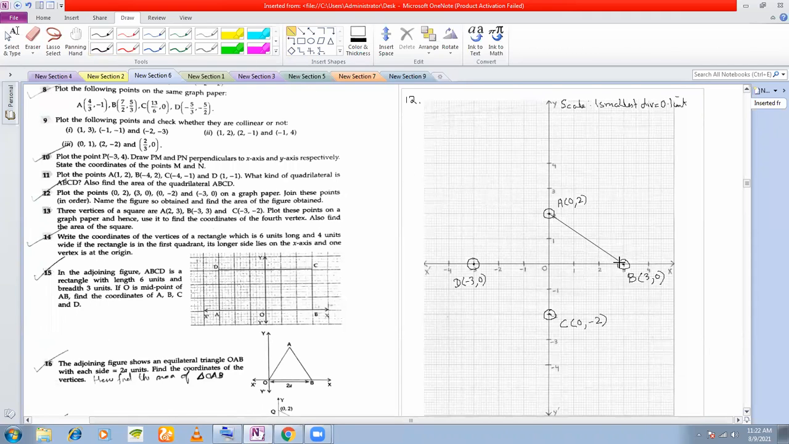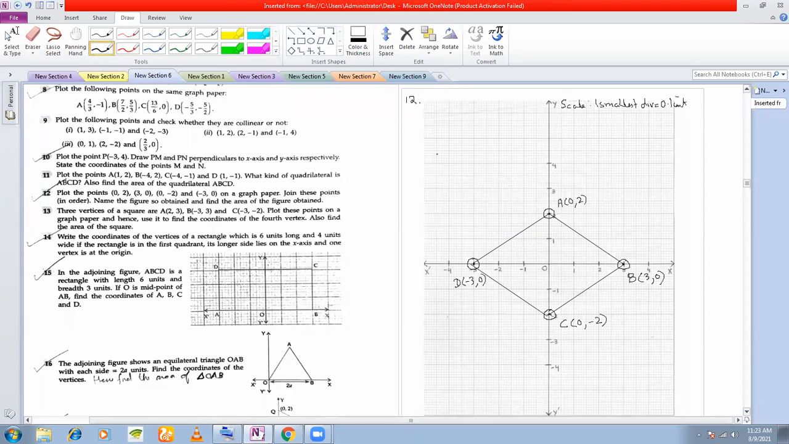Next, from B to C, you join. Next, you join from C to D. And next, you join D to A. Now I've joined these points. What is the next question? Name the figure so obtained and find the area of the figure obtained. What is this figure that is obtained called? Anyone can tell me what is the name of this figure?